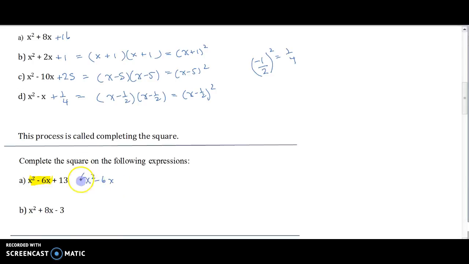So I'll use brackets to show you that I've pushed it aside and it's not part of it. It's still there, but it's not part of my thought process. So to complete the square, I take my -6, I divide it by 2, I get -3.